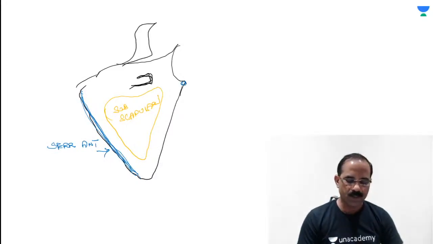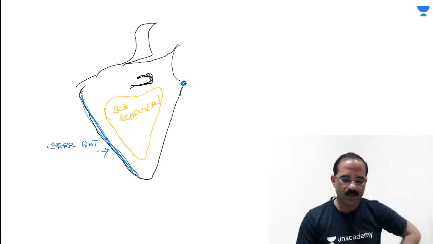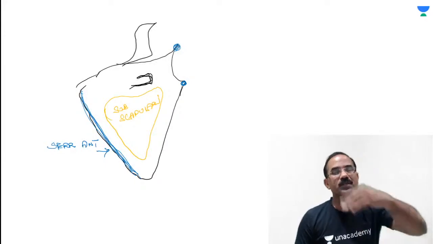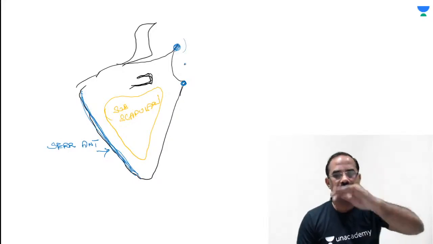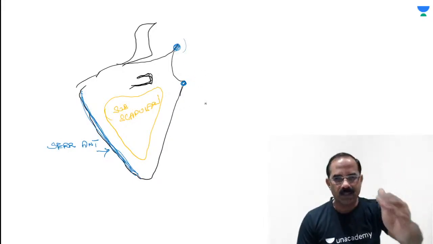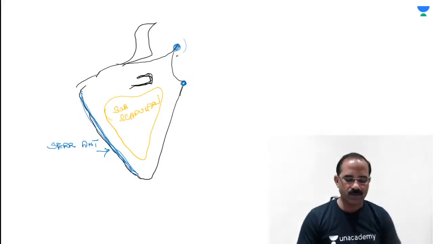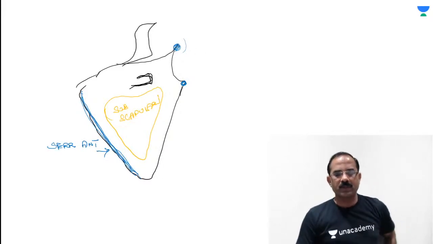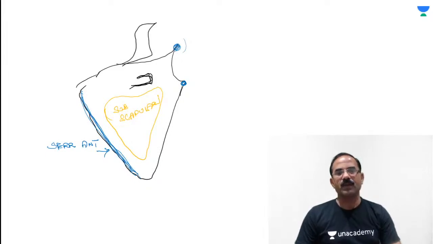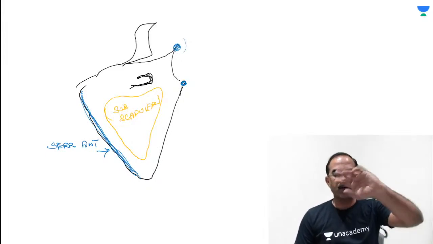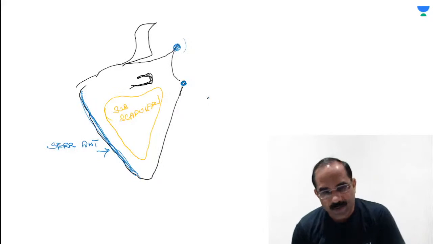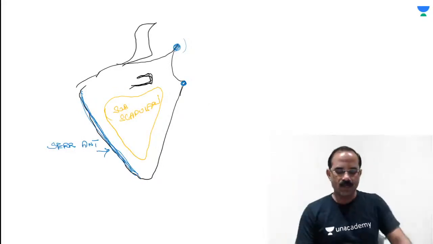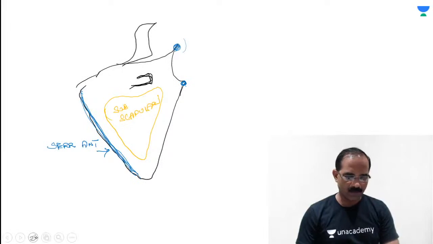What is this? The glenoid cavity. Above the glenoid cavity there's a tubercle. What do you call this tubercle? The supraglenoid tubercle. And below it is the infraglenoid tubercle. The supraglenoid tubercle gives origin to which muscle? The long head of biceps brachii. And the infraglenoid tubercle gives origin to the long head of triceps. So that's the long head of biceps and that's the long head of triceps.